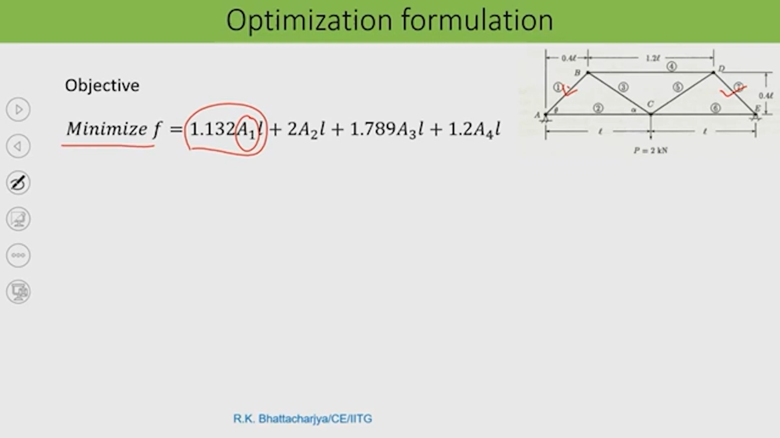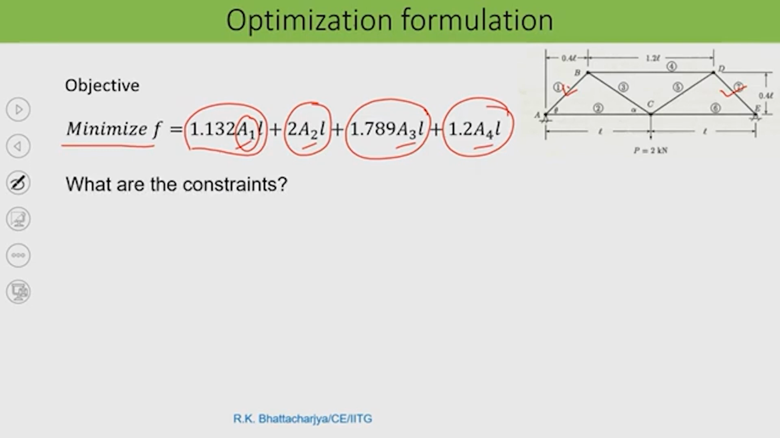and A7 members. Similarly, for A2 it is 2 L into A2, and for A3 I need 1.789 A3 into L, and for A4 we have 1.2 A4 into L. So, this is the total material used in this particular truss, and I would like to minimize it. So, here I would like to find out the values of A1, A2, A3 and A4, so that the material cost is minimum. Now, this is your objective function.